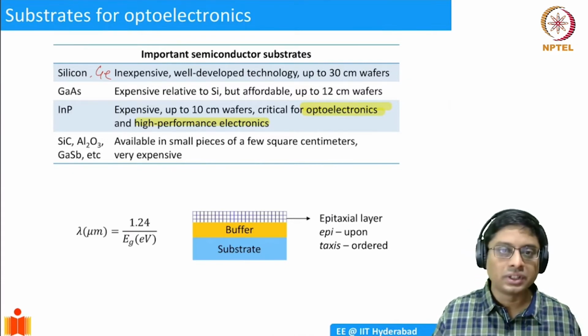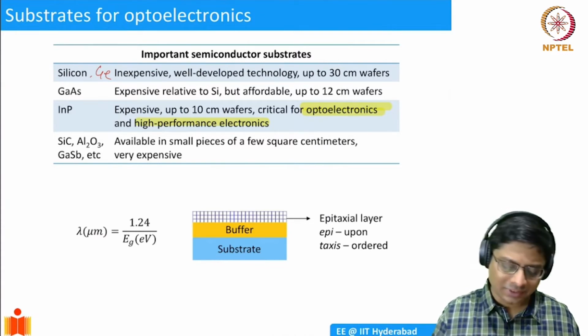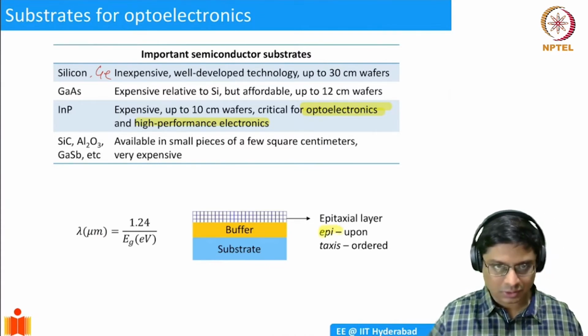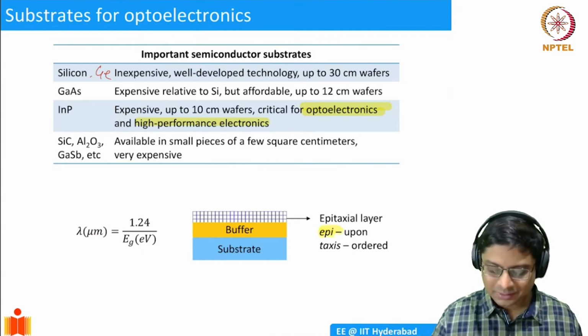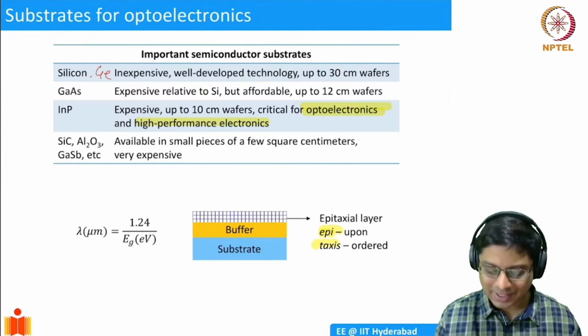The process we grow is called epitaxy. Epitaxy is derived from the Greek word, given here. Epi means upon, so on top of something. Taxis means order. So you maintain the same order, same crystalline orientation. That is what epitaxy means.